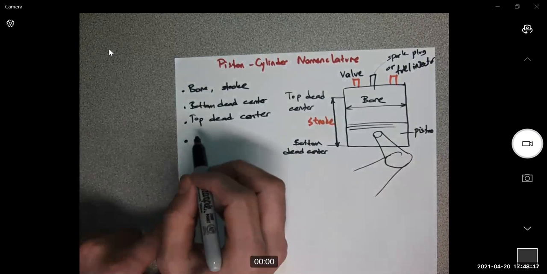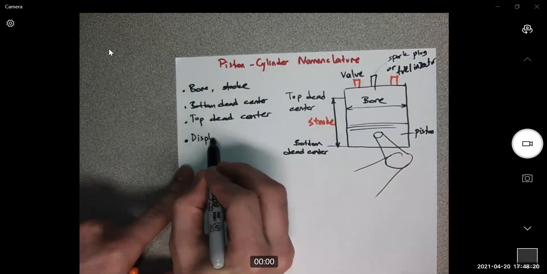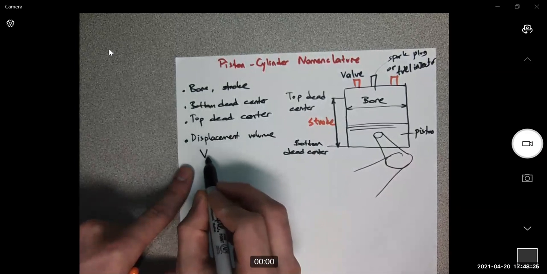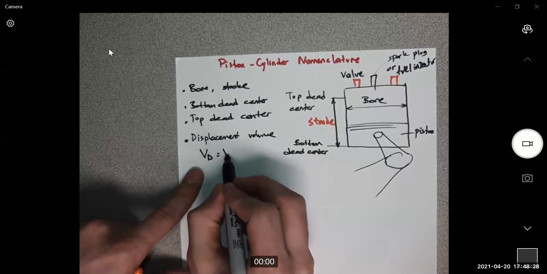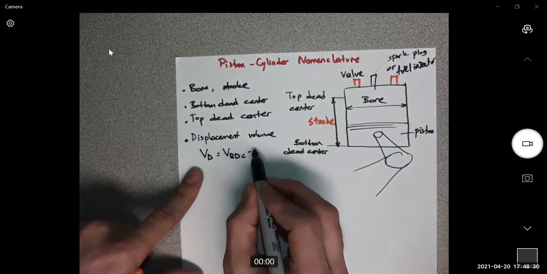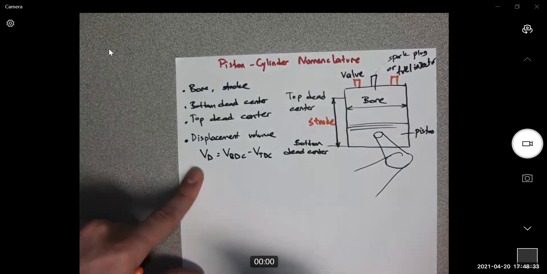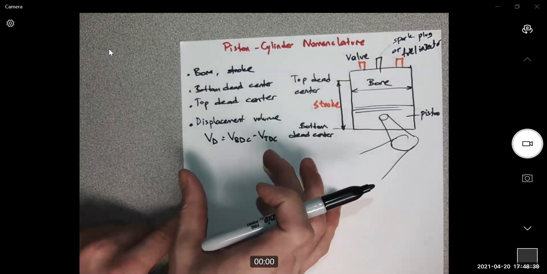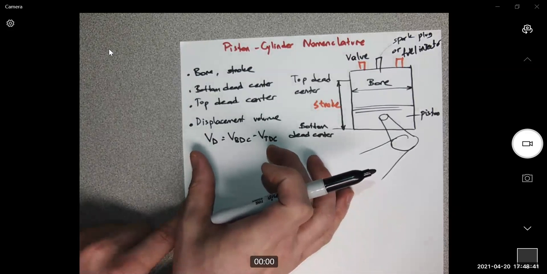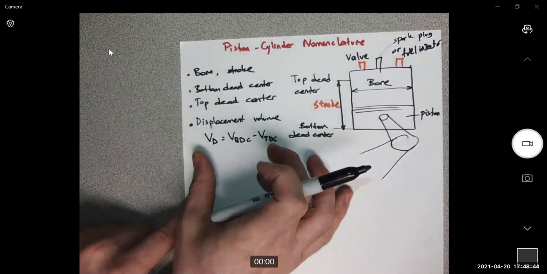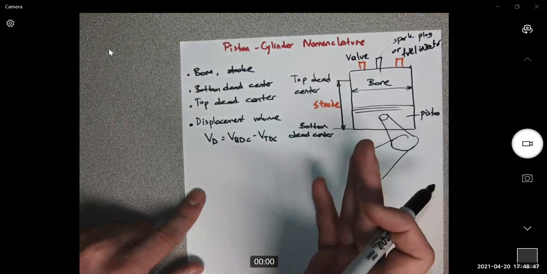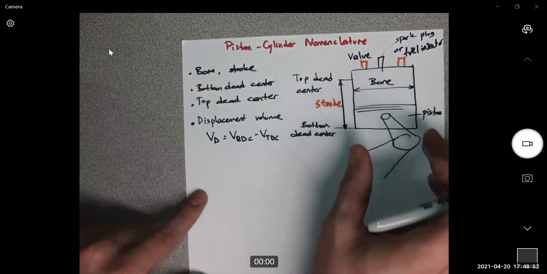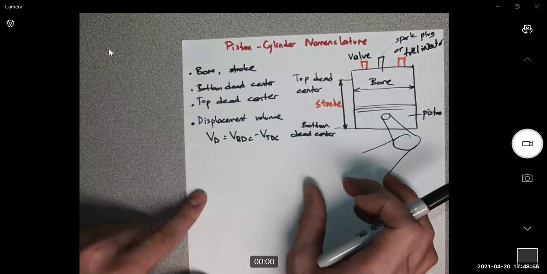One of the important parameters is displacement volume. Displacement volume is the difference between the volume at bottom dead center and the volume at top dead center. This is basically the engine size. If it is a four-cylinder engine with a total of 2.0 liters, then each cylinder's displacement volume is 0.5 liters.